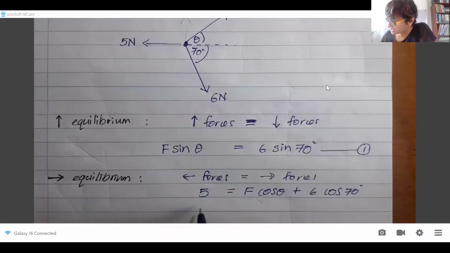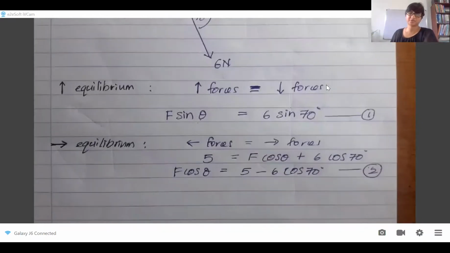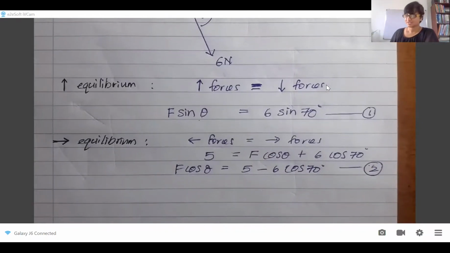If I make f cos theta the subject, f cos theta is equal to 5 minus 6 cos 70. Now that is just a number. And then you can easily, if you divide 1 by 2, you get tan theta. And you can find theta from that. So you have to solve these two equations simultaneously.